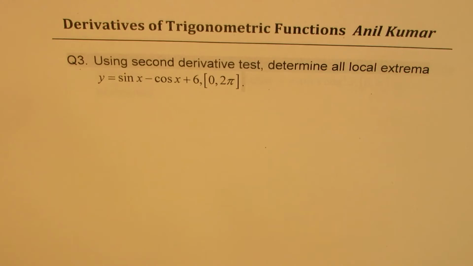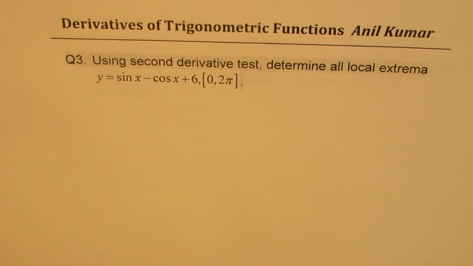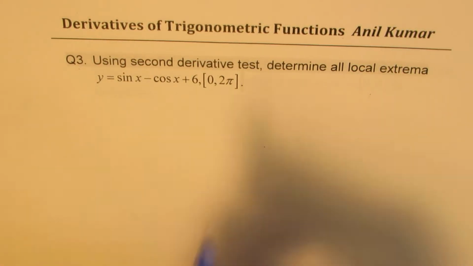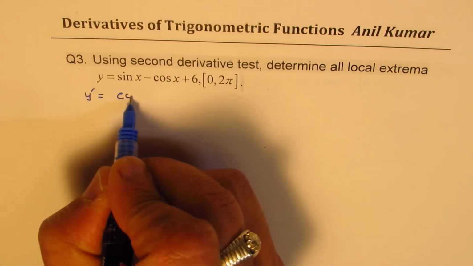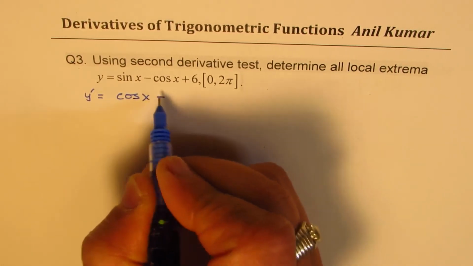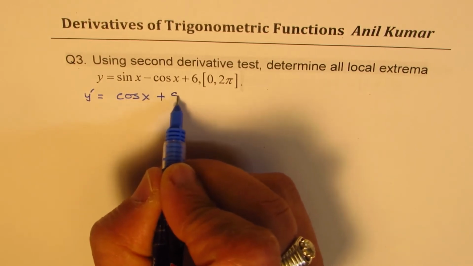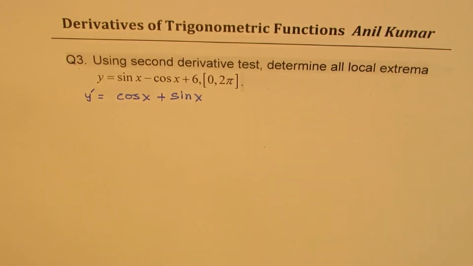Here is question number 3. Now we need to use the second derivative test and determine all local extremas. So local extremas means what? We have to equate first derivative to 0, right? So first derivative for this function will be cos x minus, now cos x derivative is minus sin x, so let me write this as sin x. Derivative of 6 is 0.